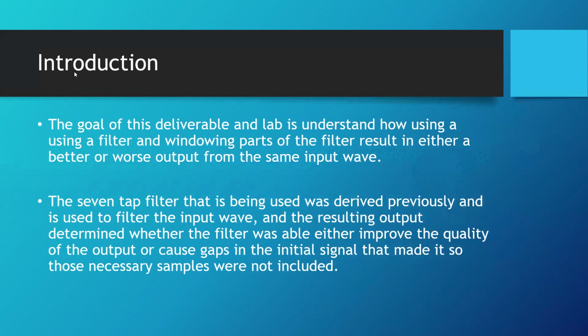So the whole premise of this lab was to understand how windowing and filtering affects an input. In this example, we were using the T wave as our direct input. And using the filter that was derived in the pre-lab through what was defined as a 7-tap filter, and using the digital filter, we were able to show how the signal is supposed to respond to the filter and to a degree of windowing.